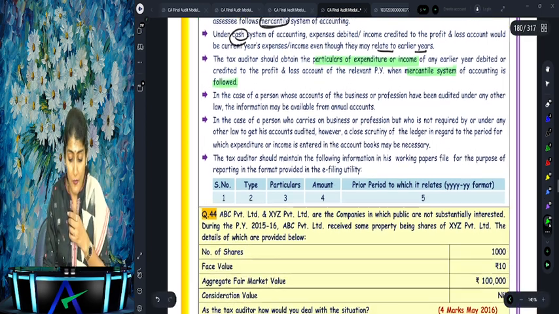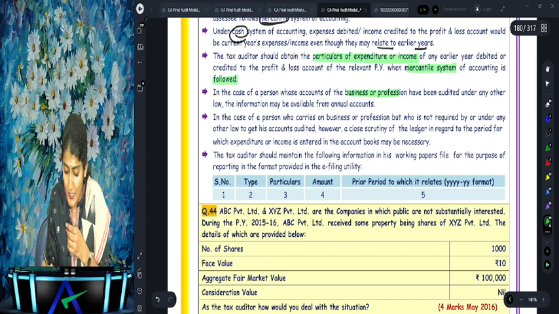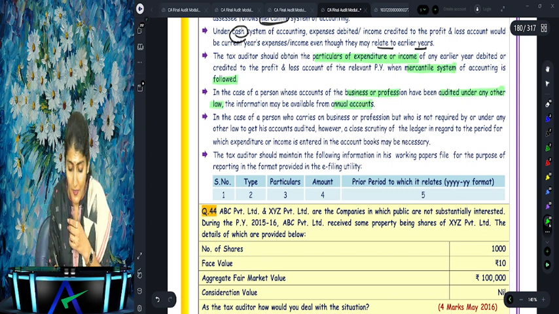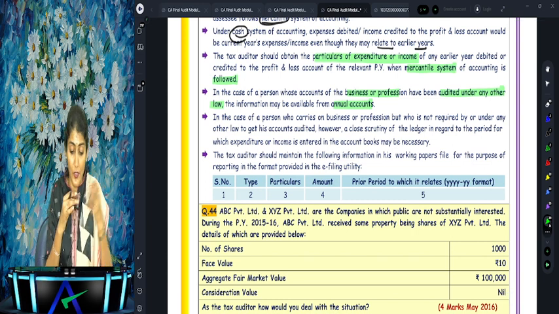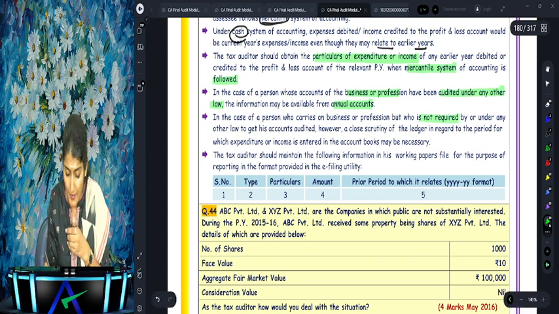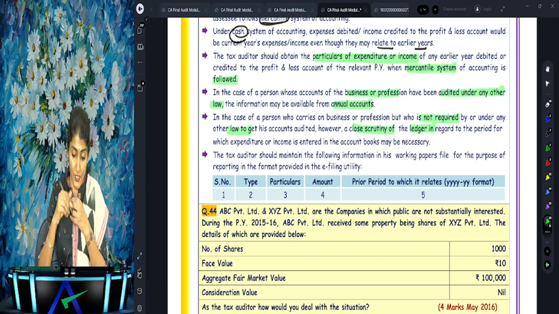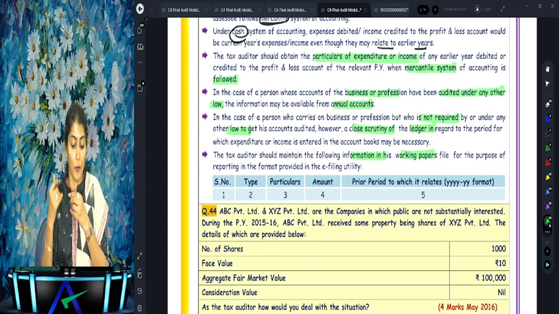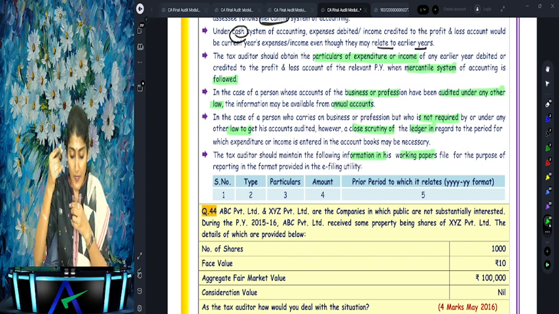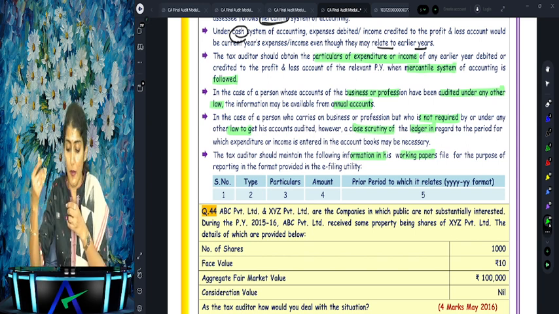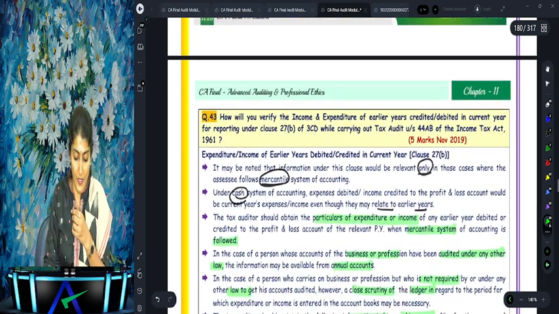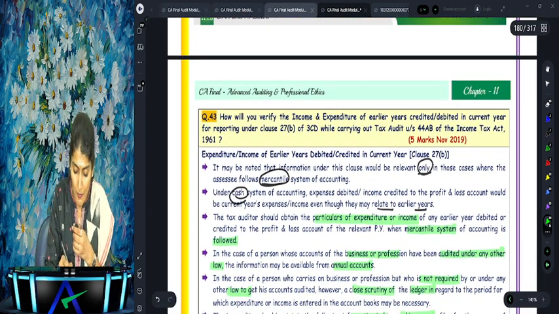In case the person whose accounts of the business or profession have been audited under any other law, the information may be available from the annual accounts. If they are not audited under any other law, then a close scrutiny of the ledger can give you the information, and the information is to be kept in the working paper file for the purpose of reporting as under: serial number, type, income, expense, particulars, amount, and prior period to which it relates. So that is question number 43.